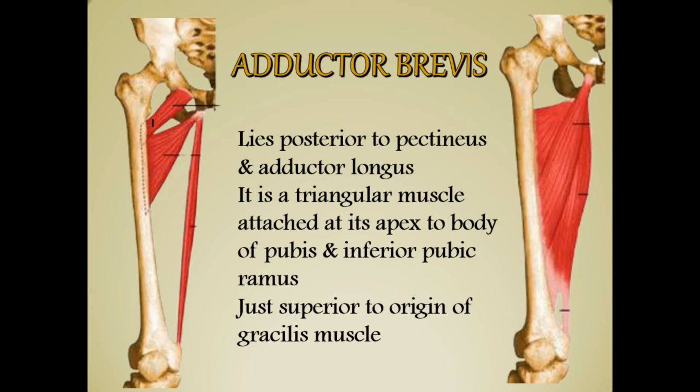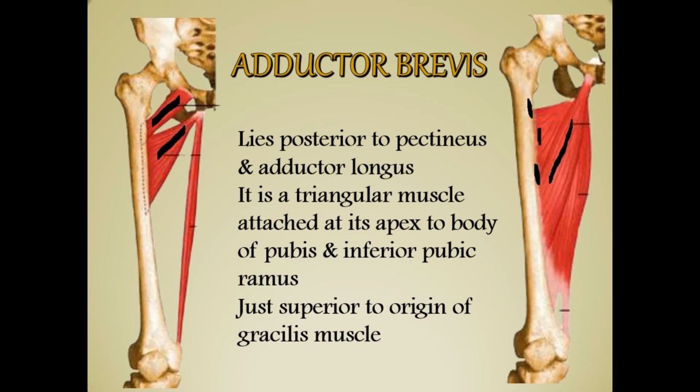As you can see, this is the pectineus and this is the adductor brevis, and in the picture on the left side this is the adductor longus. Now this muscle is more anterior and pectineus is even more anterior, and adductor brevis is posterior, so it partly overlaps in between the pectineus and adductor longus muscle. So these three muscles overlap the muscle behind them, the adductor magnus muscle, which is the adductor part.